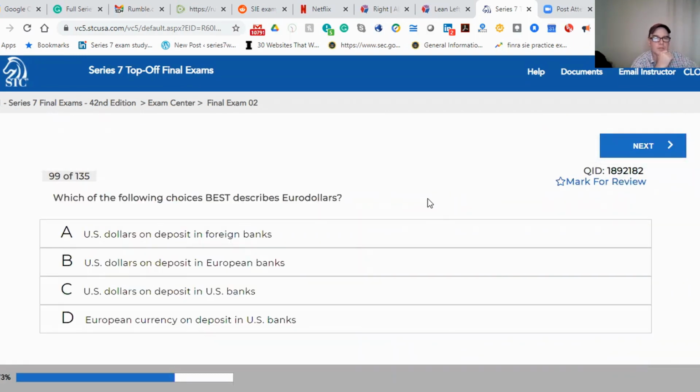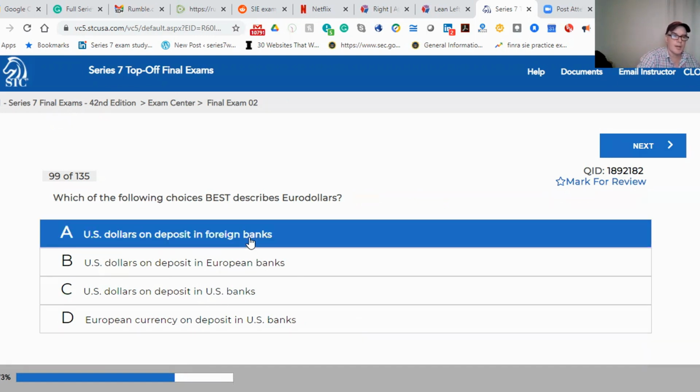Which of the following choices best describes Eurodollars? Okay, it's U.S. currency deposited in a foreign bank. It's got to be A. But make sure we look. U.S. dollars deposited in European banks. See, it's not specifically European banks. It's any foreign bank. So that's why B is wrong. U.S. dollars in U.S. banks? No, that's just my savings account, which has like $9 in it. European currency? No, that doesn't work. So it's U.S. dollars deposited in foreign banks.